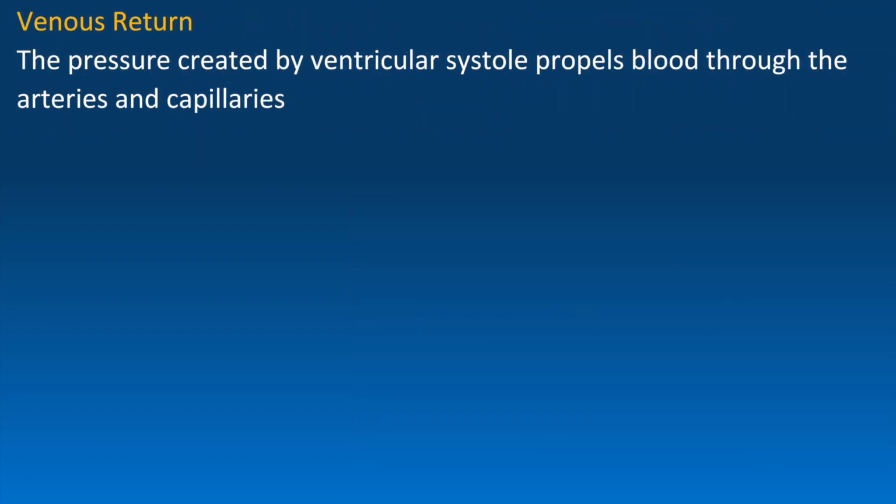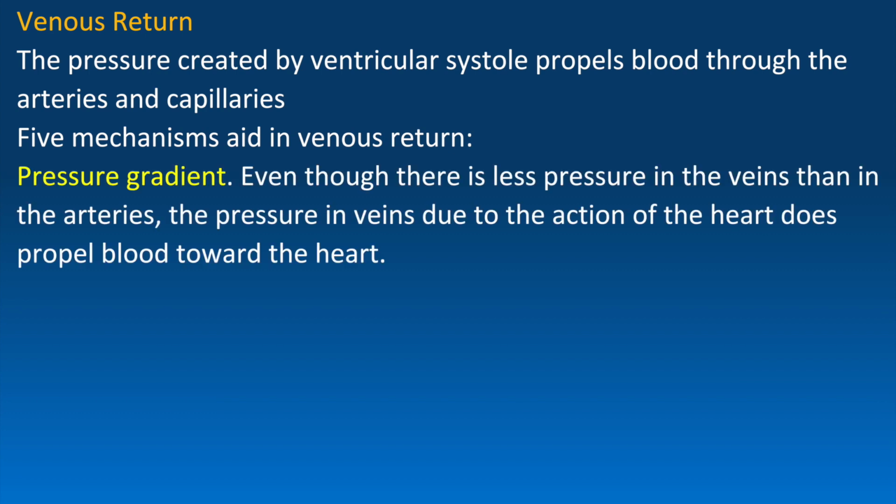Next is venous return. You now understand that the pressure created by ventricular systole propels blood through the arteries and capillaries. But what causes the blood to move through the veins on its way back to the heart? There are 5 mechanisms that aid in venous return. First is pressure gradient. Even though there is less pressure in the veins than in the arteries, the pressure in veins due to the action of the heart does propel blood toward the heart.